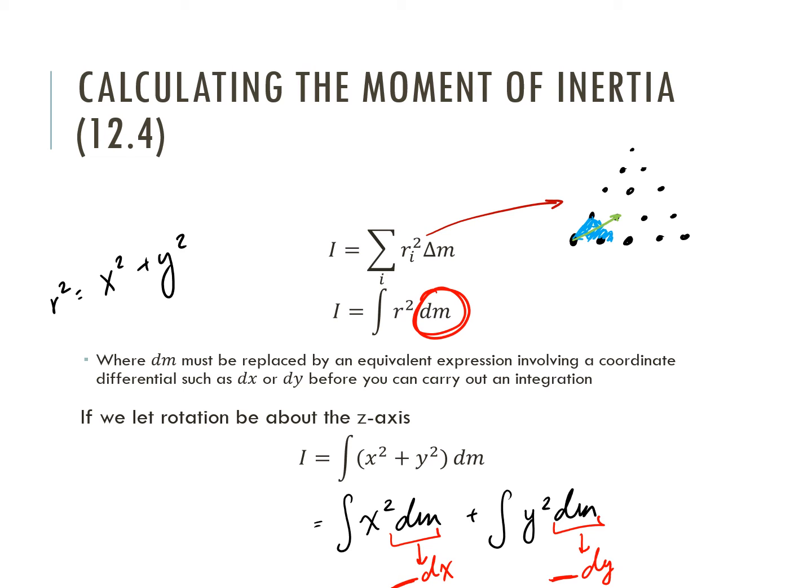But you just can't say dm is equal to dx, because that's not true. So you would have to go through and think about the mass and how it's distributed in the x direction and how the mass is distributed in the y direction in order to take these integrals.